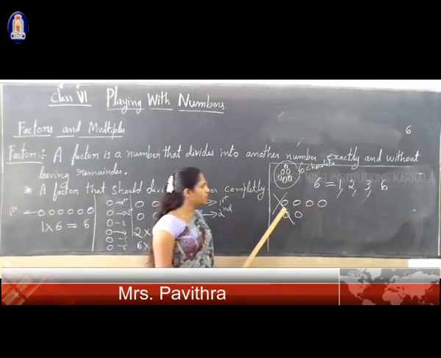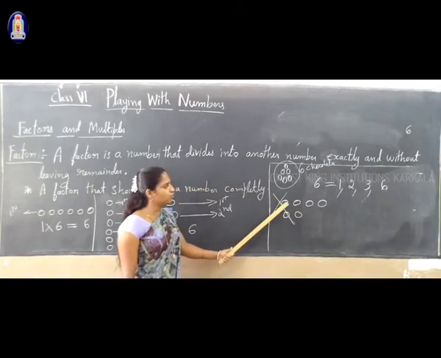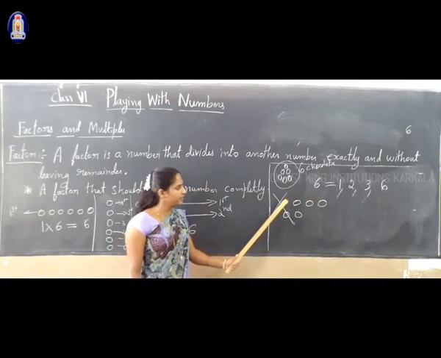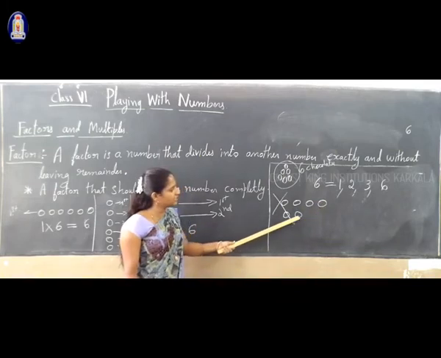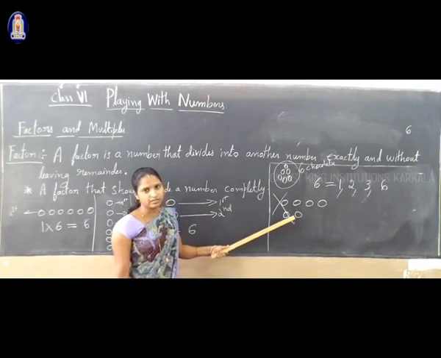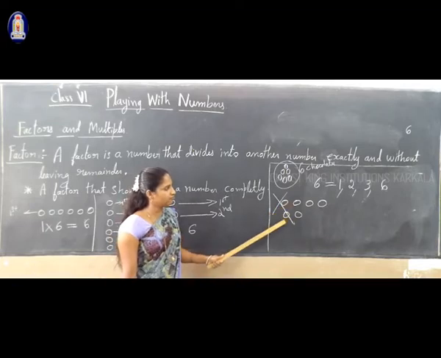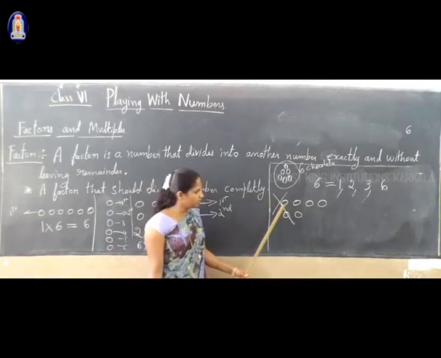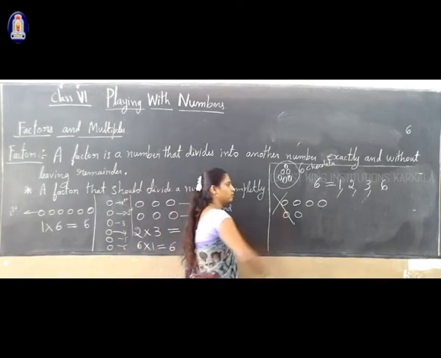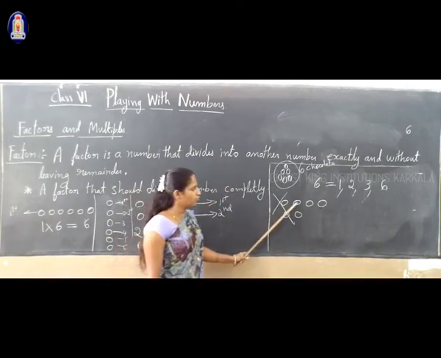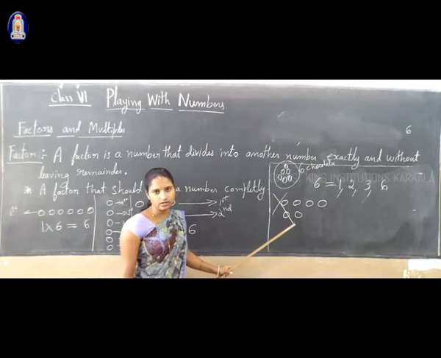But this is not possible. See here, if you arrange 4 chocolates, what happened in the first row? Here we will get 4 chocolates. The remaining only 2 chocolates we get in the second row. Is it possible? Can we arrange an equal number of chocolates in each row? No, this is not possible. So 4 into 2 is not possible.